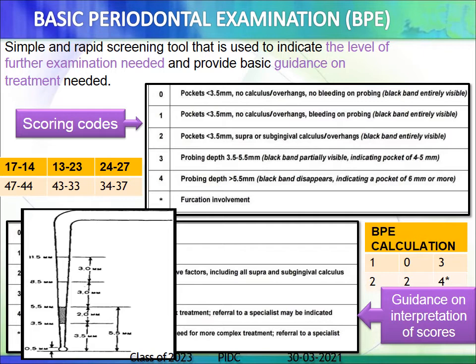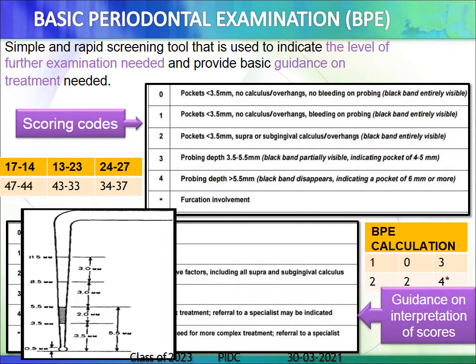So when the patient comes and when you're going to start your BPE index, you're going to divide the entire set or dentition into six sextants: starting from 17 to 14, then tooth number 13 to 23, 24 to 27, 34 to 37, 43 to 33, and 47 to 44.